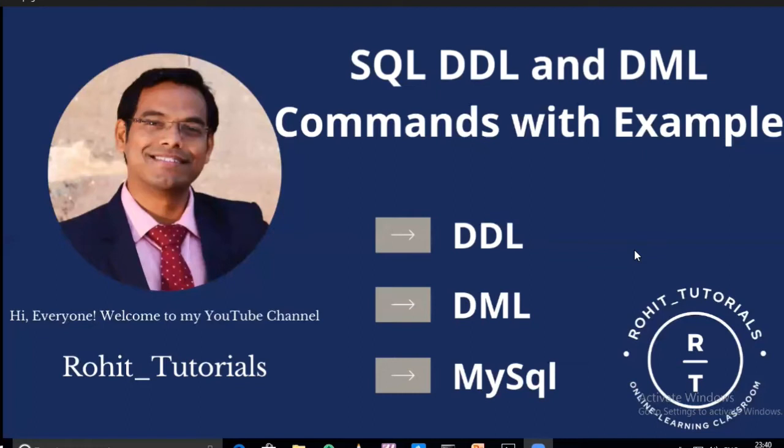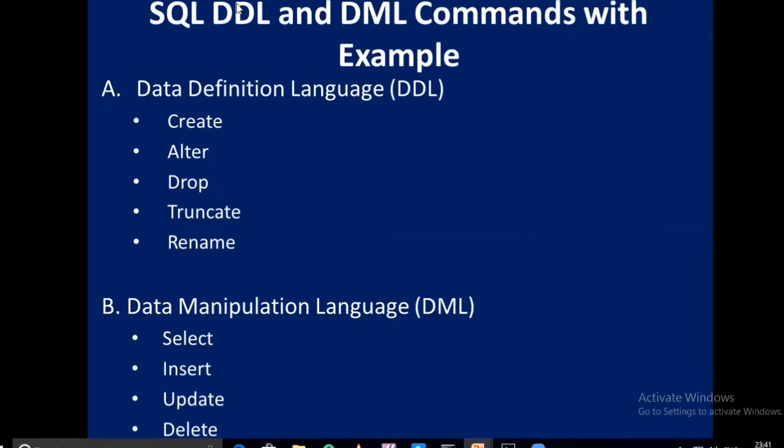Before going to the implementation, firstly we will see the different types of commands that exist under DDL and DML. Data Definition Language consists of create, alter, drop, truncate and rename commands, and Data Manipulation Language consists of select, insert, update and delete commands. Actually, the select command is also under Data Query Language, but we will see this command under Data Manipulation Language.